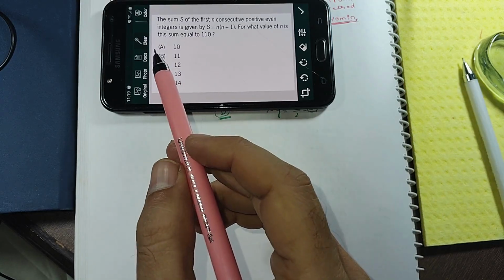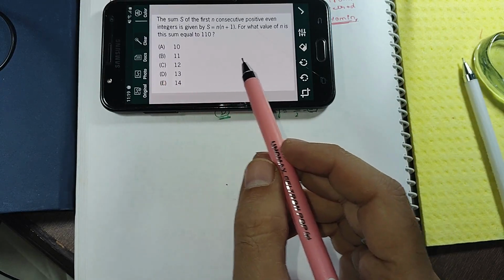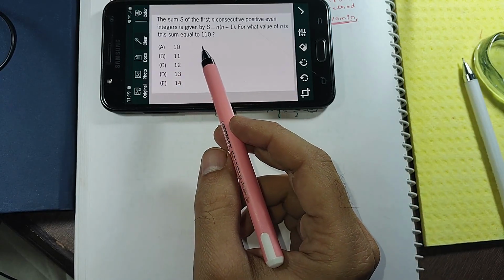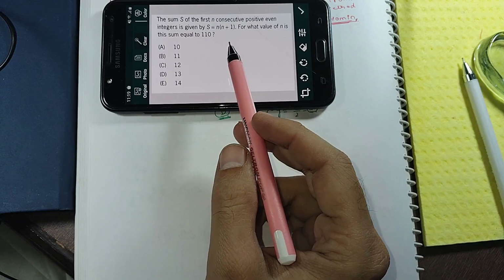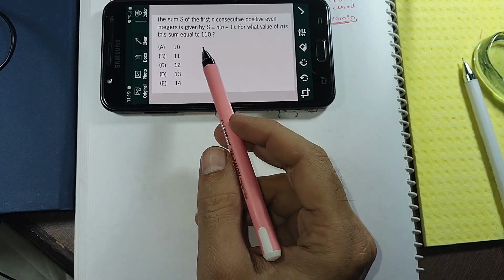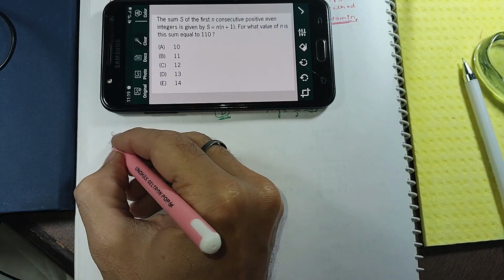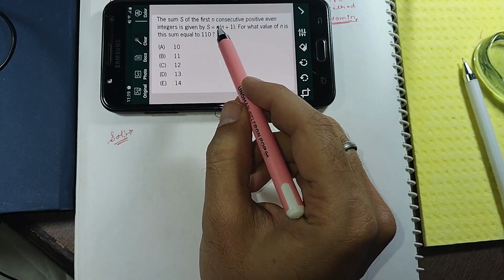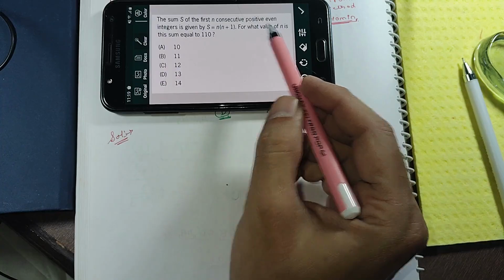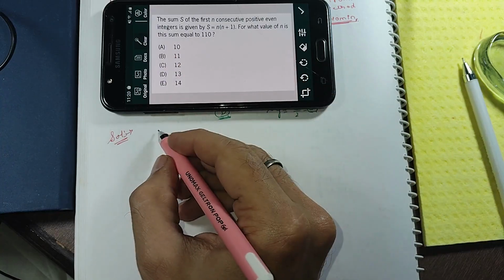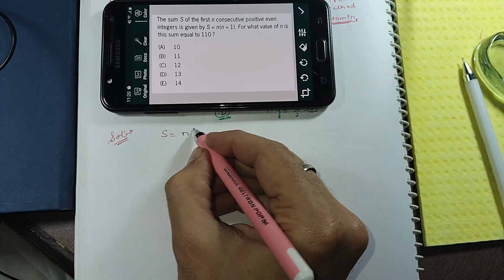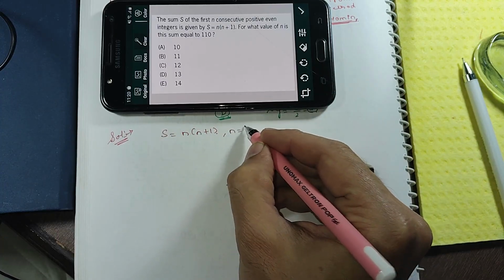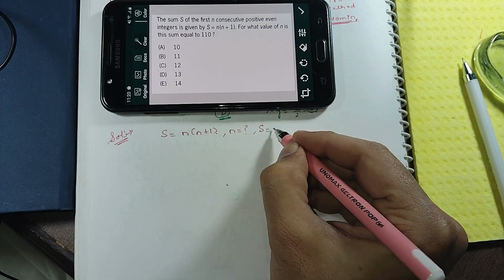The sum S of the first n consecutive positive even integers is given by S equal to n into n plus 1. For what value of n is this sum equal to 110? It's a very easy question. So how will you do it? The question asks the sum S of the first n consecutive positive even integers. He has given a formula for that, S equal to n into n plus 1, and he asks for what value of n this S should be equal to 110.